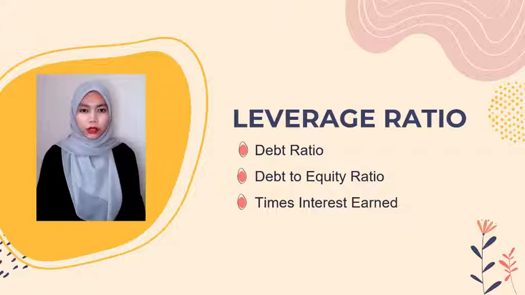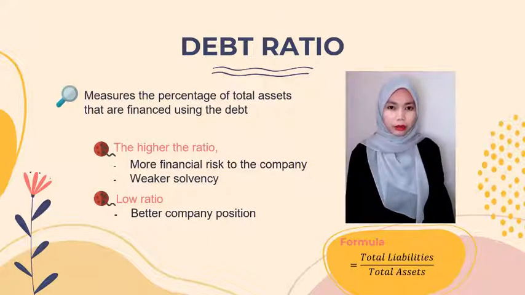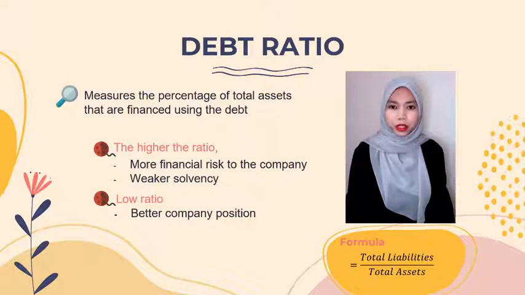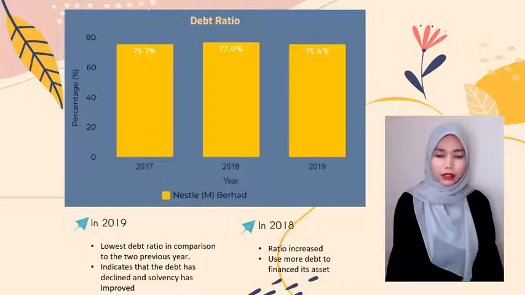Leverage ratios, which are also called solvency ratios, represent a company's long-term financial viability and its ability to cover long-term obligations. The debt ratio measures the percentage of total assets that are financed using debt. The higher the debt ratio, the more financial risk to the company. The lower the ratio, the better the company's position. As for Nestle Malaysia Berhad, in the year 2019, the company gets the lower debt ratio, which is 75.61% in comparison to the previous year, which is 77% in 2018 and 75.7% in 2017.